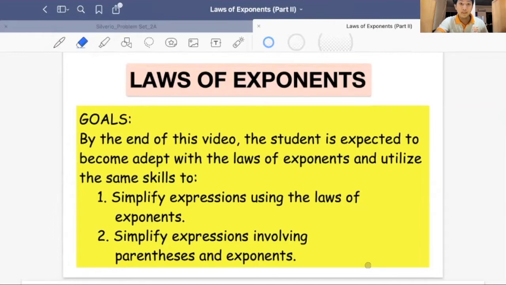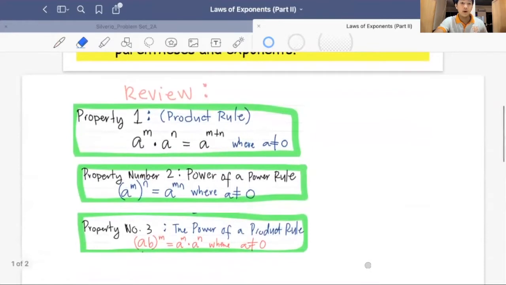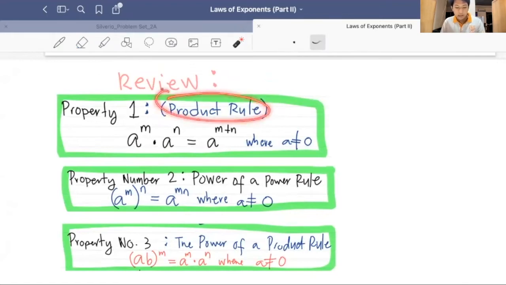Before we proceed to these laws of exponents, in the first video, we tackled property number 1, 2, and 3. We have the product rule, the power of a power rule, and the power of a product rule. So just a short recap. For the product rule, if we are multiplying two expressions, say a to the m and a to the n, of course, the base should be the same. We just copy the base and add the exponents. We have to restrict a not equal to 0, all right?